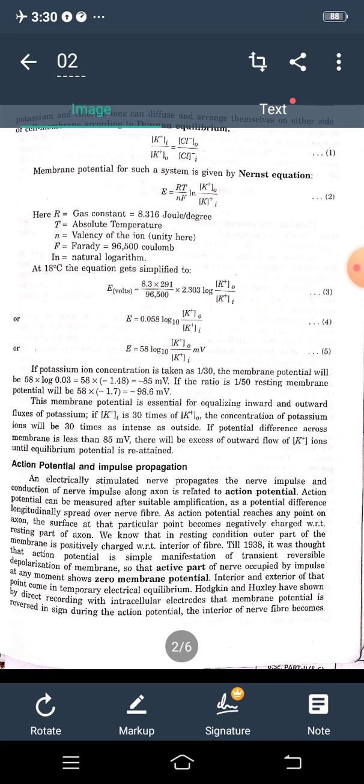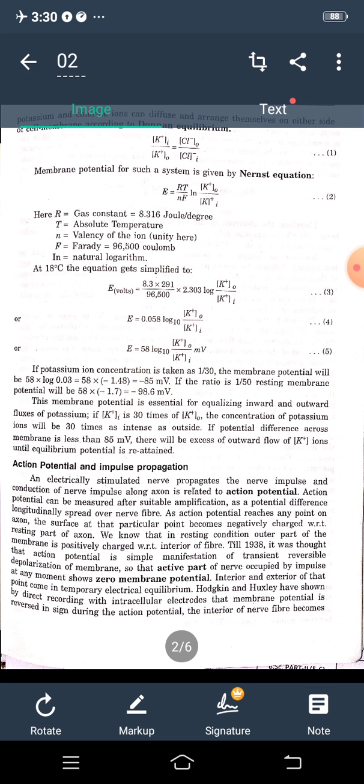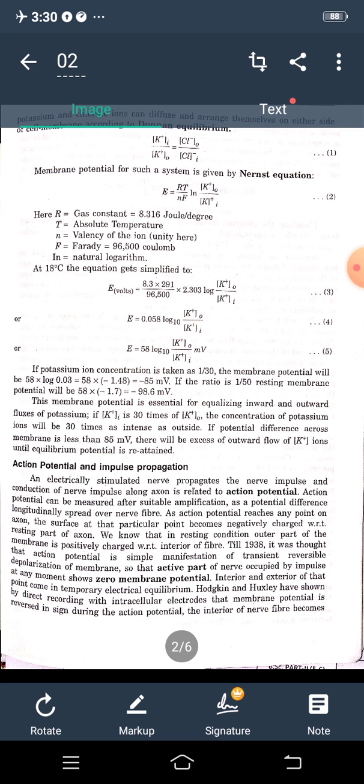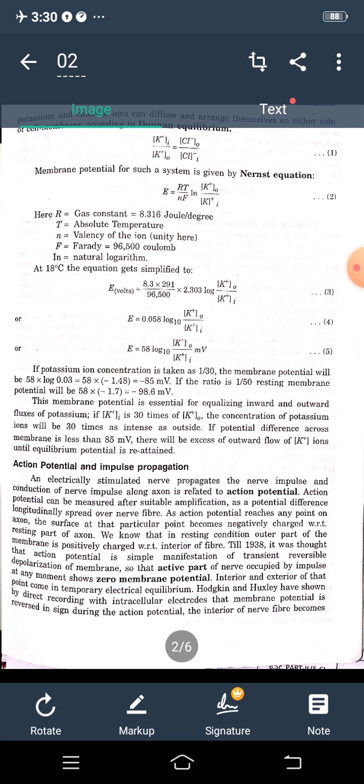Action potential and impulse propagation. An electrically stimulated nerve propagates the nerve impulse, and conduction of nerve impulse along the axon is related to action potential. Action potential can be measured, after suitable amplification, as a potential difference longitudinally spread over the nerve fiber. As the action potential reaches any point on the axon, the surface at that particular point becomes negatively charged with respect to the resting part of the axon. We know that in resting conditions, the outer part of the membrane is positively charged with respect to the interior of the fiber.